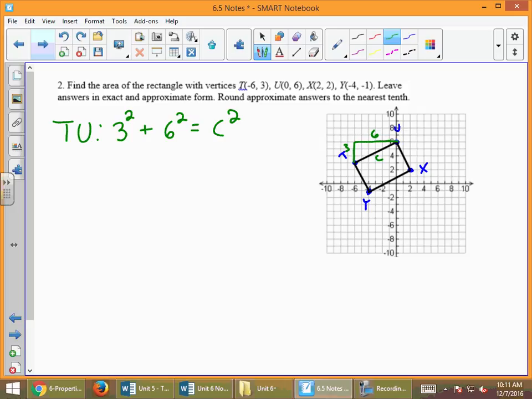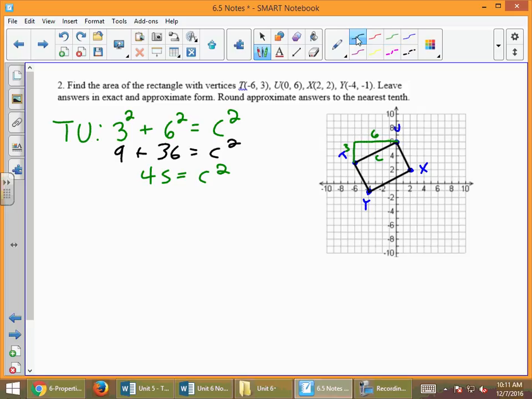All right, let's simplify this a little bit. 3 squared is 9. Plus 6 squared is 36. It's equal to C squared. 9 and 36 gives me this number. 45 equals C squared.